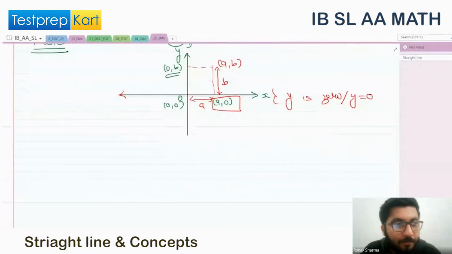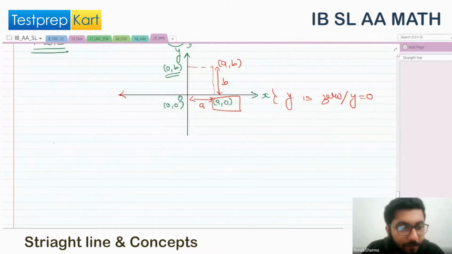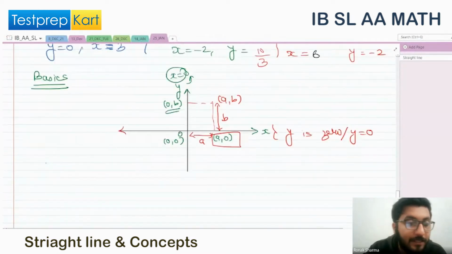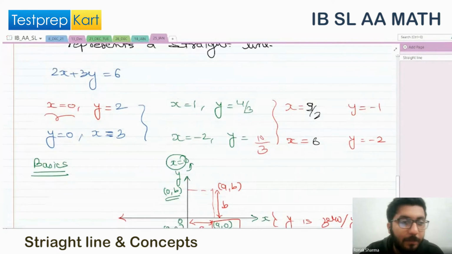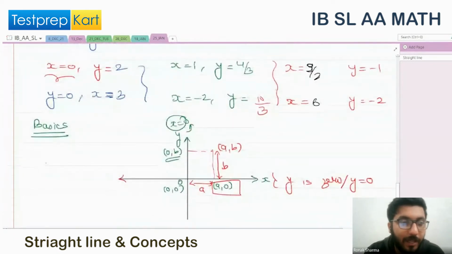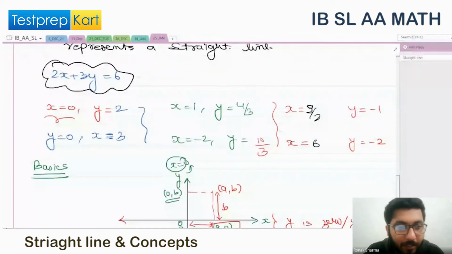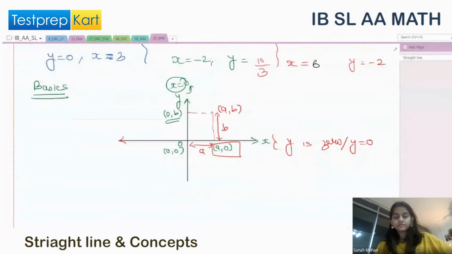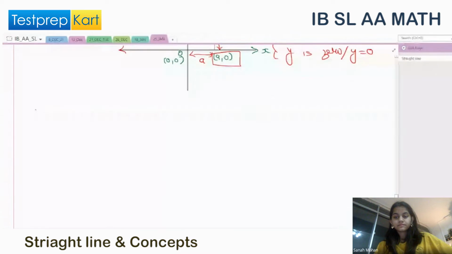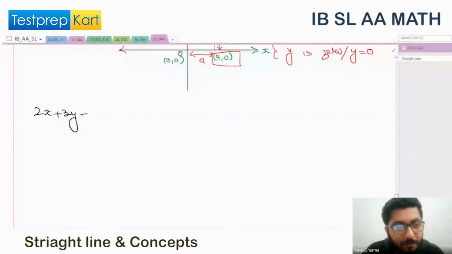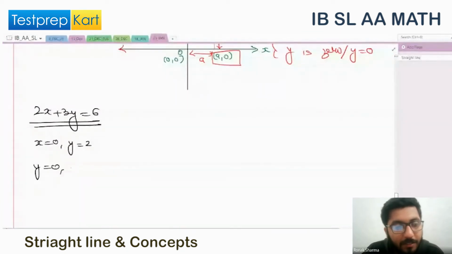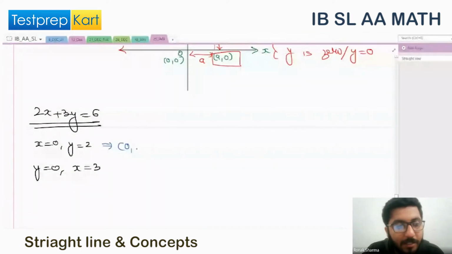Now, if we are saying that a straight line is represented by a linear equation in two variables, that means this will represent some straight line, right? Take 2x plus 3y equals 6. If x is 0, you told me y will be 2, and if y is 0, x will be 3. So can I say that this point is 0 comma 2 and this point is 3 comma 0?